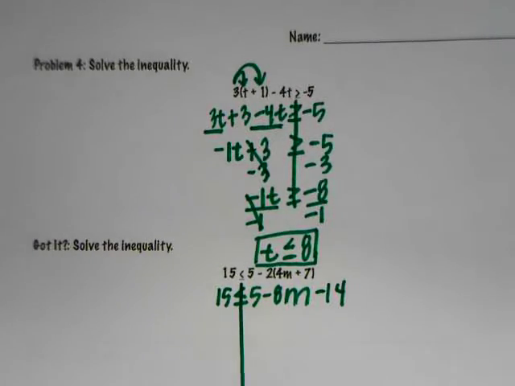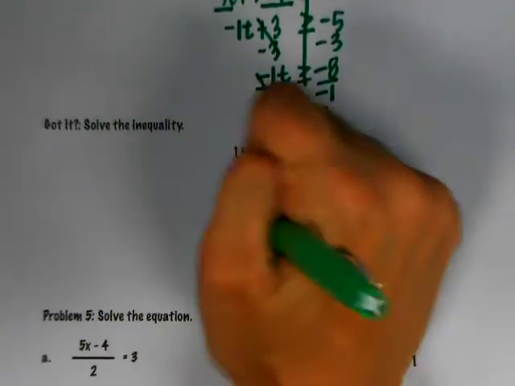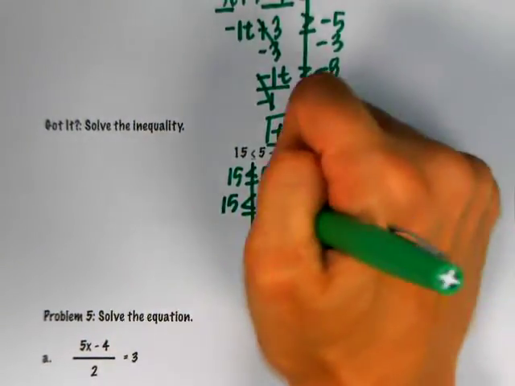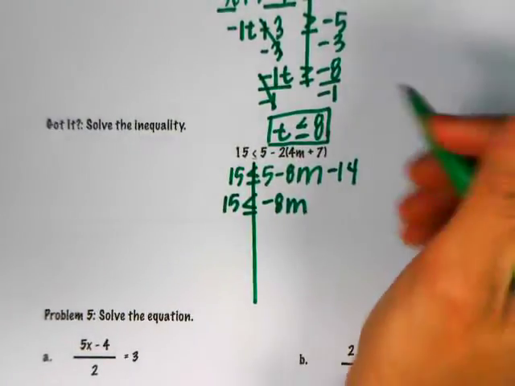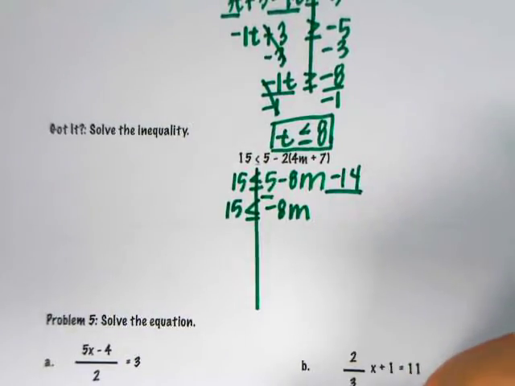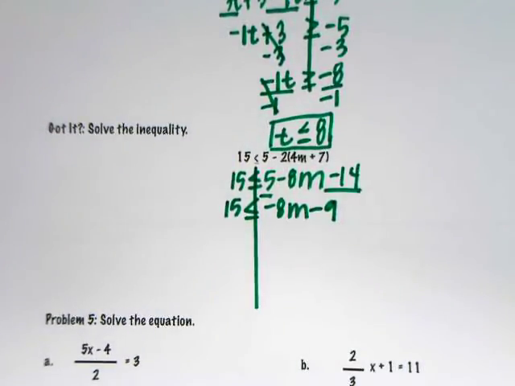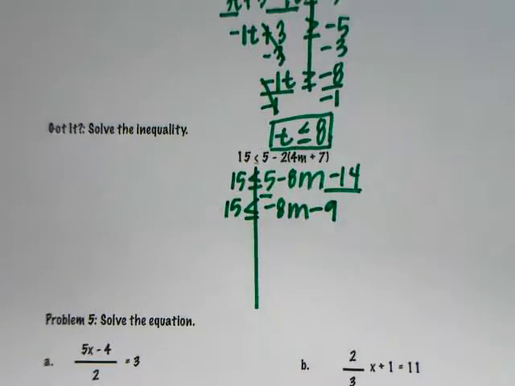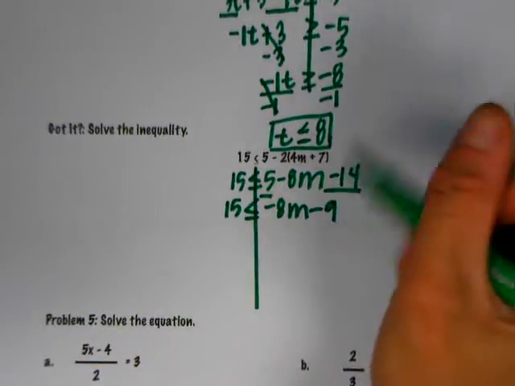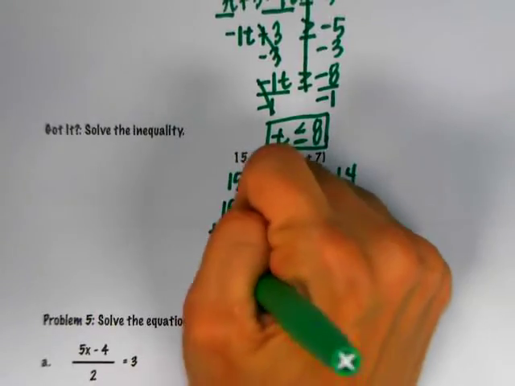All right, so next thing that you would have to do is combine your like terms. I'm just going to bring down the negative 8m because it's already just by itself. So you have a positive 5 combining with a negative 14. What's that make? Negative 9. All right, so then how do I get rid of minus 9? Plus 9. So you have 24.